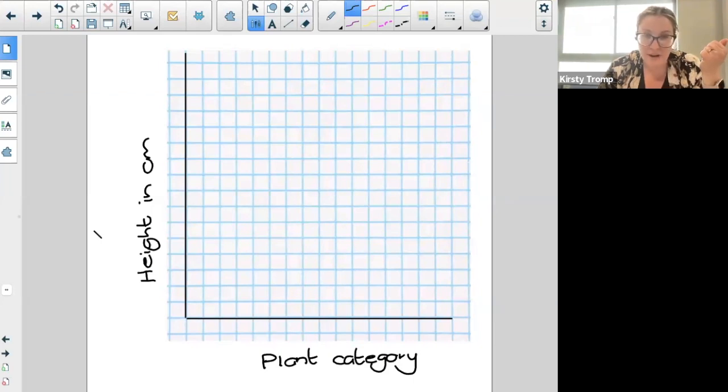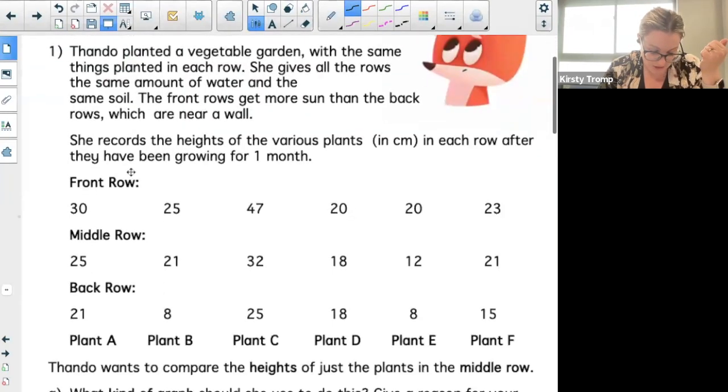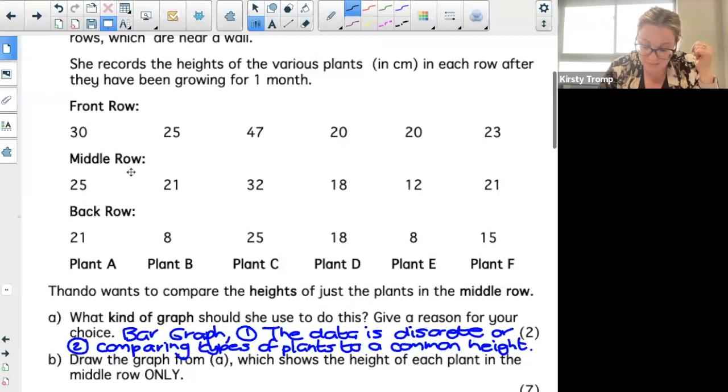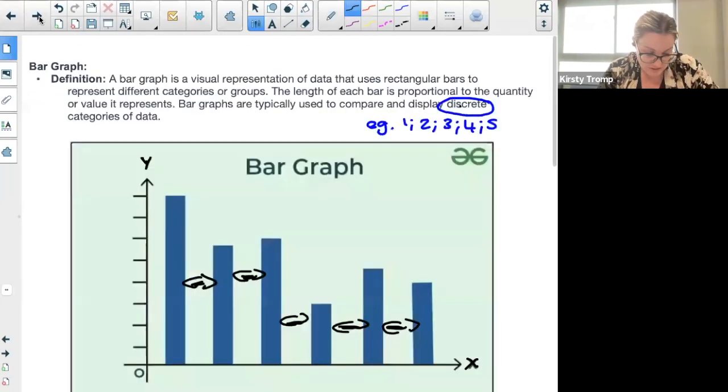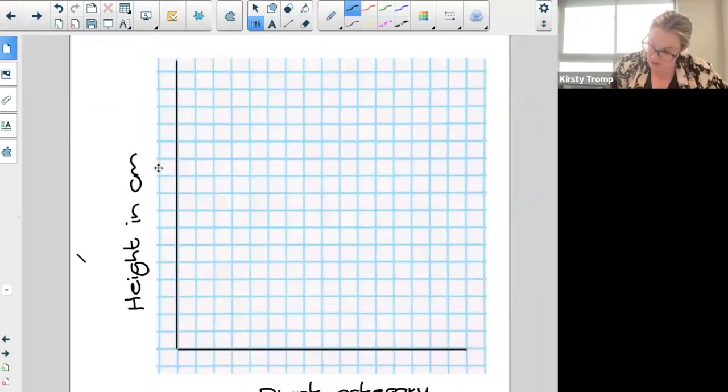If I go back to my question, our question says we're looking at just the middle row. We always start at 0, and I would say the highest number here is 32. So we're always going to start at 0. So this is going to be 0.